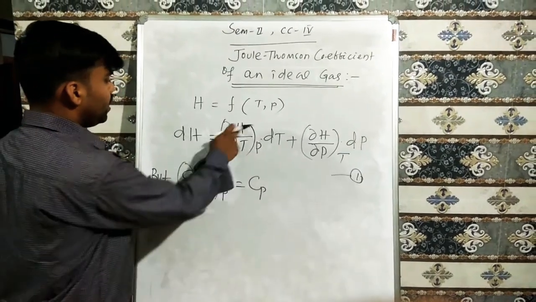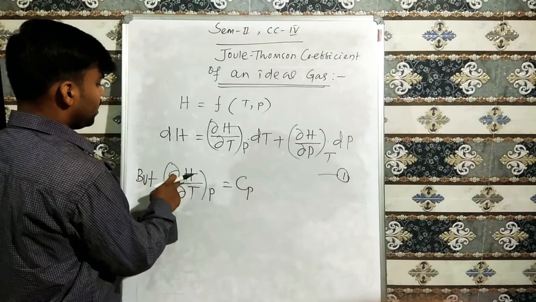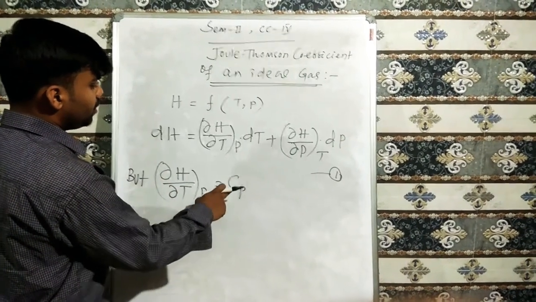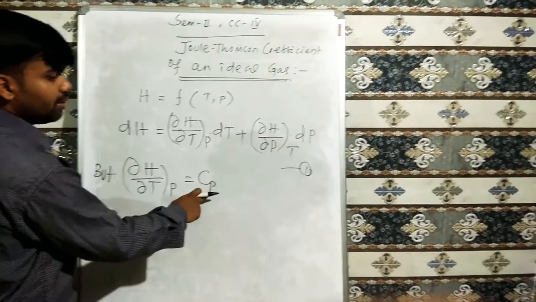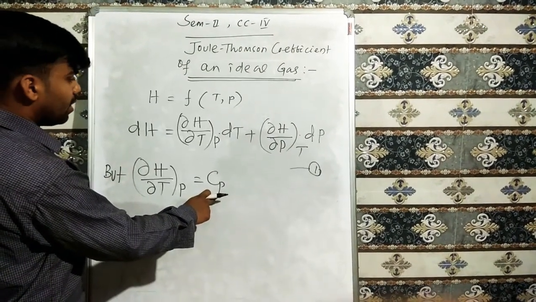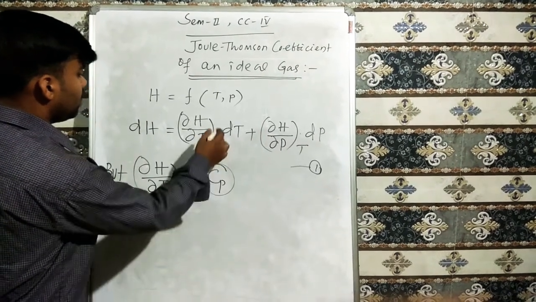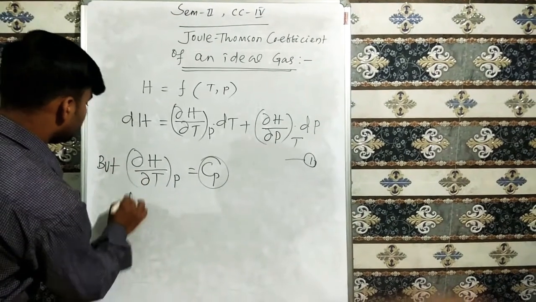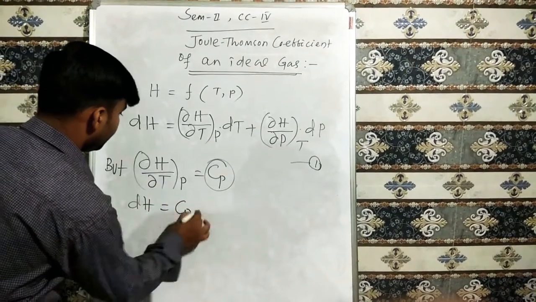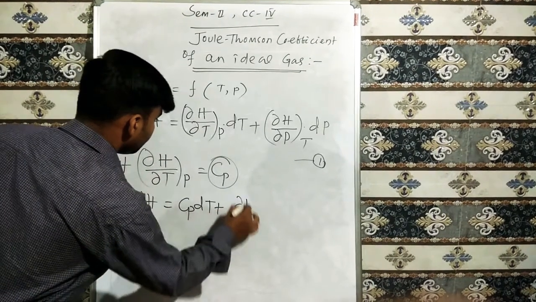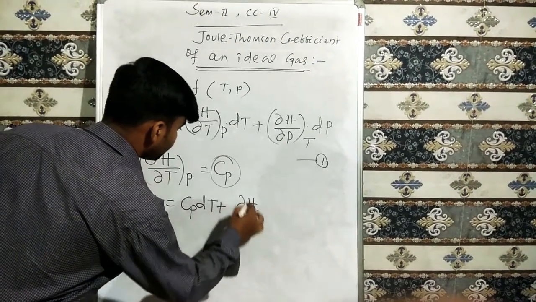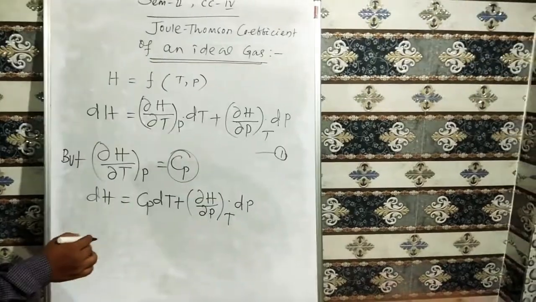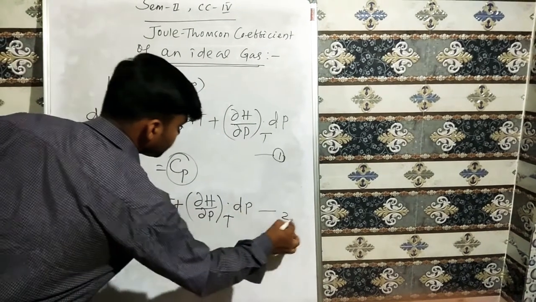The rate of change in enthalpy with respect to temperature at constant pressure is the heat capacity of the system at constant pressure, denoted by Cp. Now putting this value of Cp in the above equation 1, we get dH equal to Cp dT plus del H by del P at constant T times dP. Suppose that is equation 2.